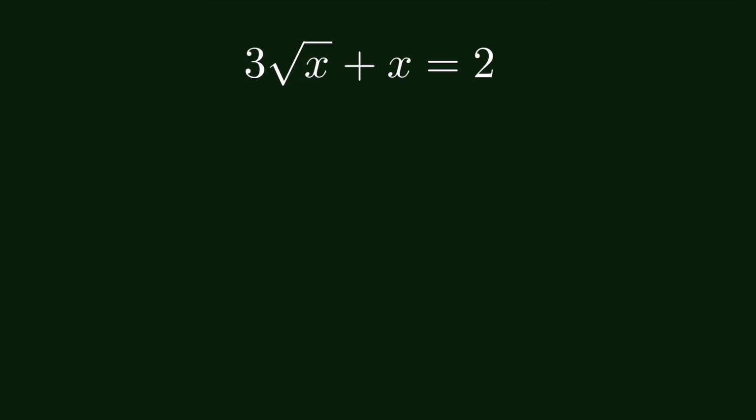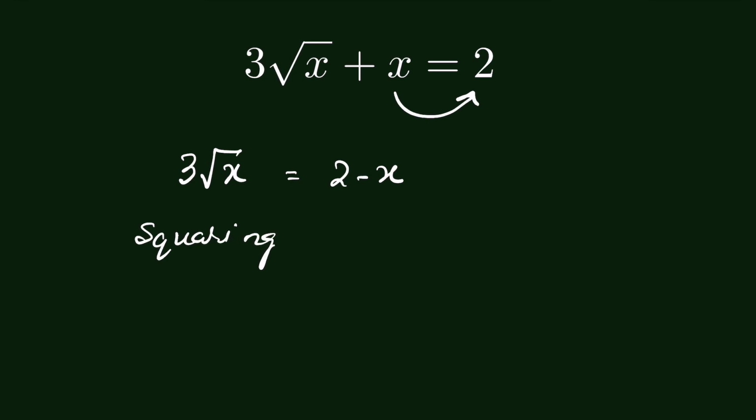3 times square root of x plus x is equal to 2. We have to find the solution for x. Let's try. So 3 times square root of x, if we send x to the right hand side, it will be 2 minus x. Now let's square both the sides.